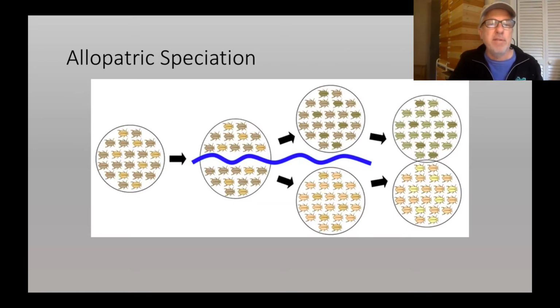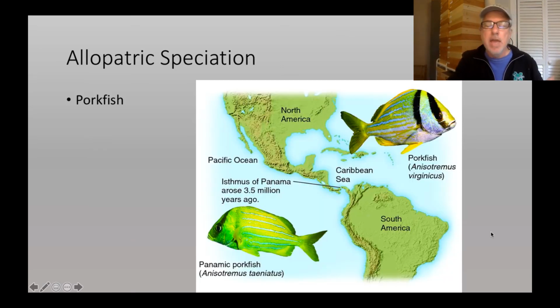Here's a picture of it. Here is a population of insects. They get divided by a river, and over time, the two populations diverge. Here's an actual example of allopatric speciation. The Isthmus of Panama formed about 3.5 million years ago, and when it did, it separated some ancestral porkfish, great name, Anisotremus is the genus, and as a result, these two populations have been diverging ever since.